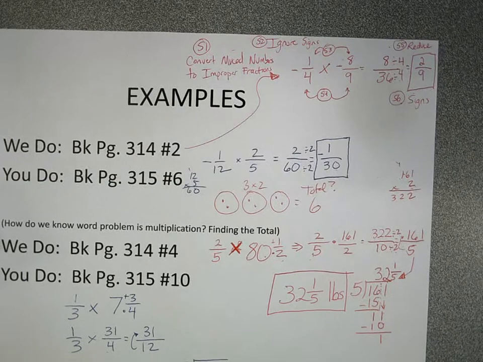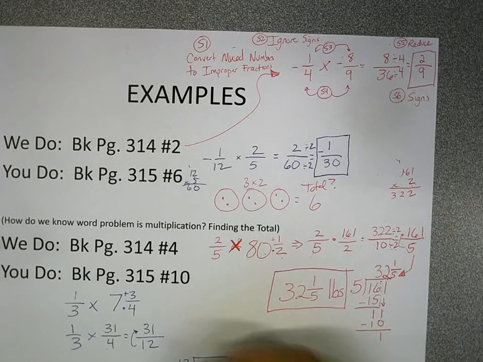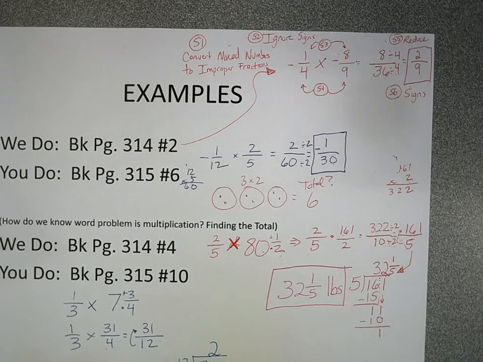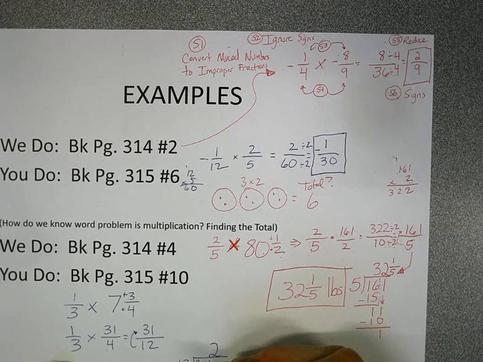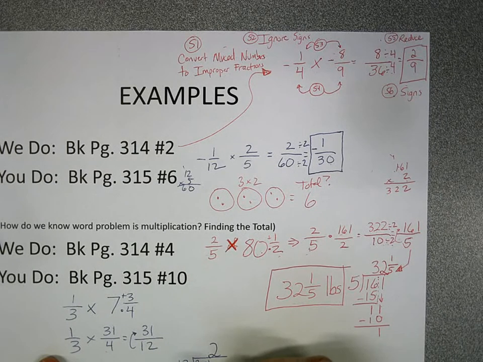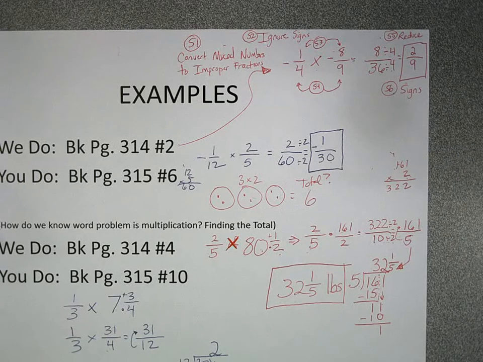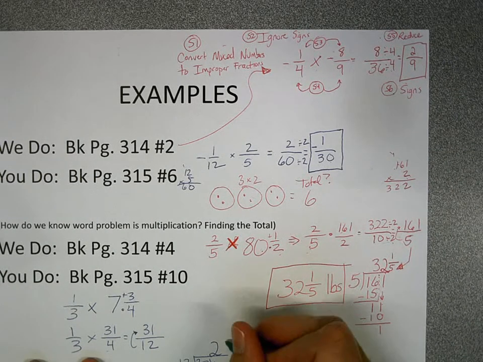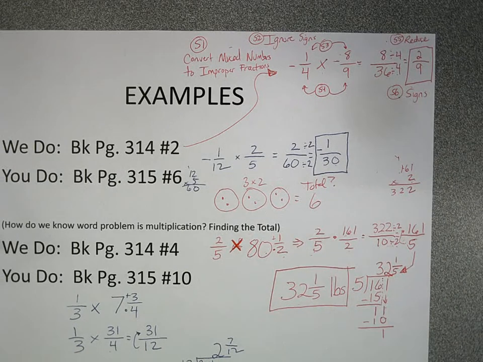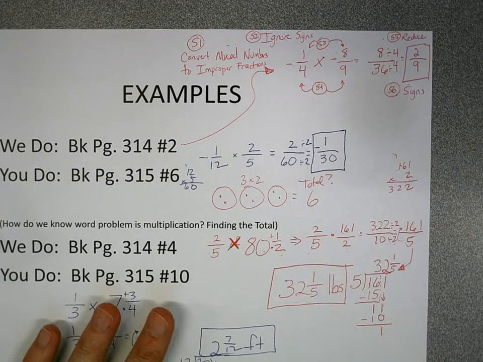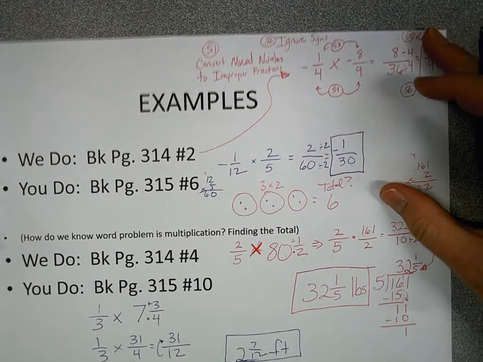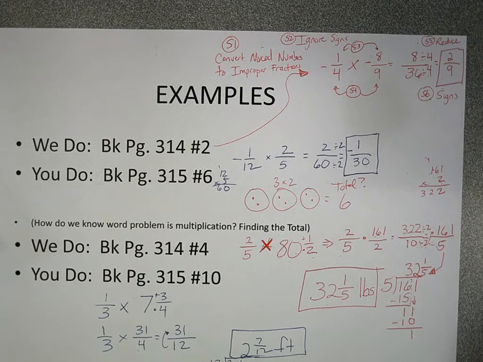So 12 goes into 31 without going over. I know it's like having a dozen. I know 2 dozen is 24, 3 dozen is 36. So in this case, it is only going to go in 2 times. 2 times 12 is 24. I go ahead and subtract. So 11 minus 4 is 7. So I have 2, and put my remainder up here, 7, denominator stays the same. 2 and 7 twelfths. So now don't forget your units. It says 7 3/4 is in feet, and so that's what this is. 2 and 7 twelfths feet. All right, so a little lesson on multiplication of fractions.